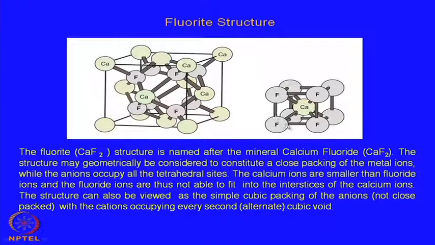Now, if you go to the body center structure, BCC structure, you will find the contribution of the fluorine ions to this particular unit cell is 1/8 × 8. That gives you 1 fluorine ion. And the calcium, being at the center of the cube, is not shared by any other neighboring unit cells. So, its contribution to this particular unit cell is also 1. So, if this unit cell is repeated in the volume, then the fluorine to calcium ratio should be 1:1 in the compound.